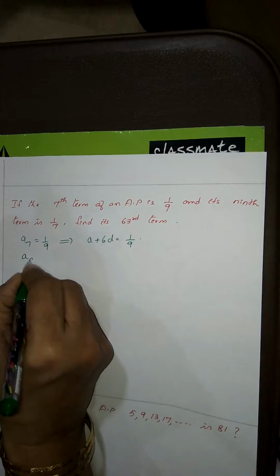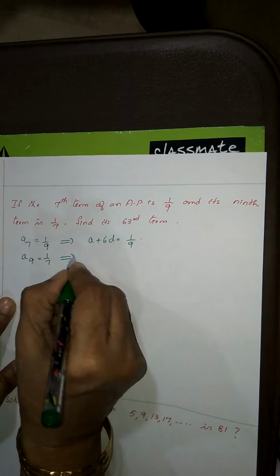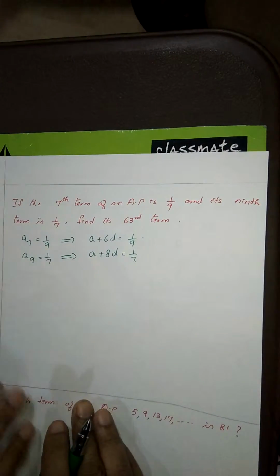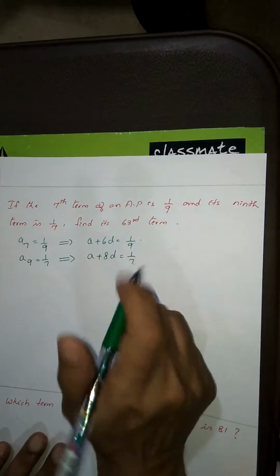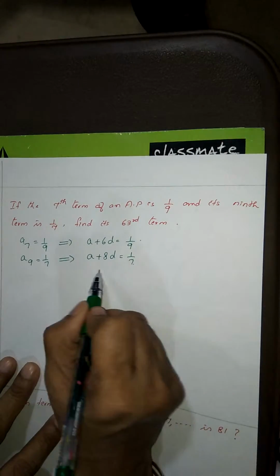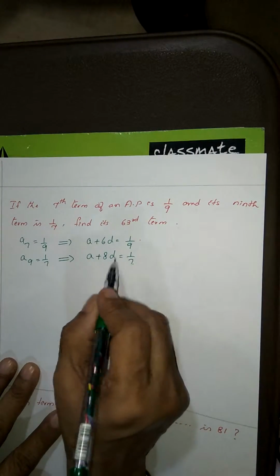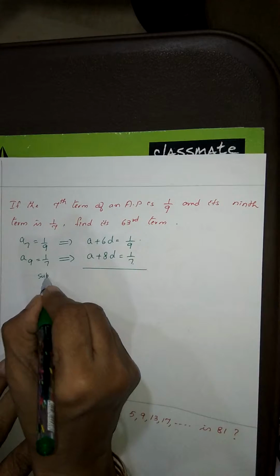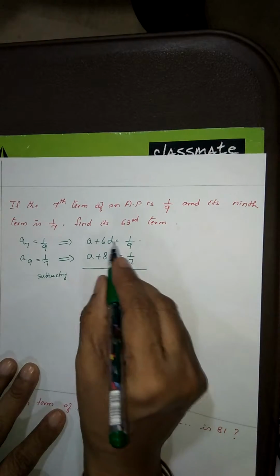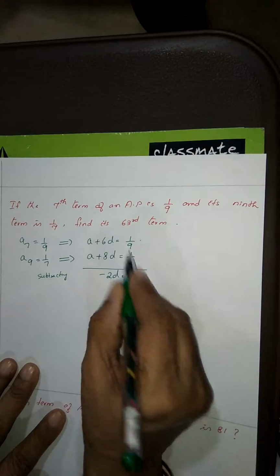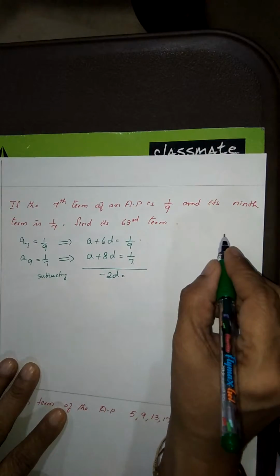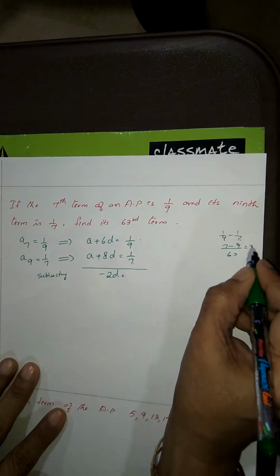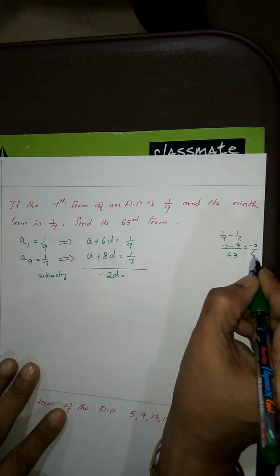Similarly, a9 is equal to 1 by 7. That means a plus 8d is equal to 1 by 7. Now we have two equations and two unknowns. So we will subtract this, what we did in linear equations. So subtracting, you get 6d minus 8d, minus 2d, is equal to 1 by 9 minus 1 by 7. You get 7 minus 9, that is equal to minus 2 by 63.